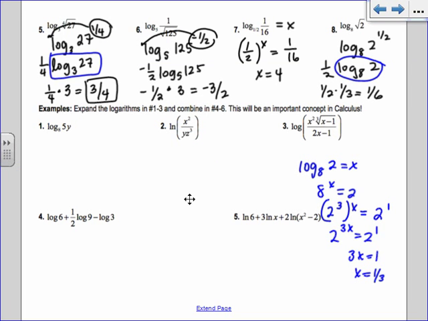So we left off in the middle of the section. We were talking about logarithmic functions. There are a couple things that we have not done with logarithms yet, and one of them is expanding or combining logarithms. So we've done it a little bit, but not to the extent that you really need to know it for pre-calc and beyond.